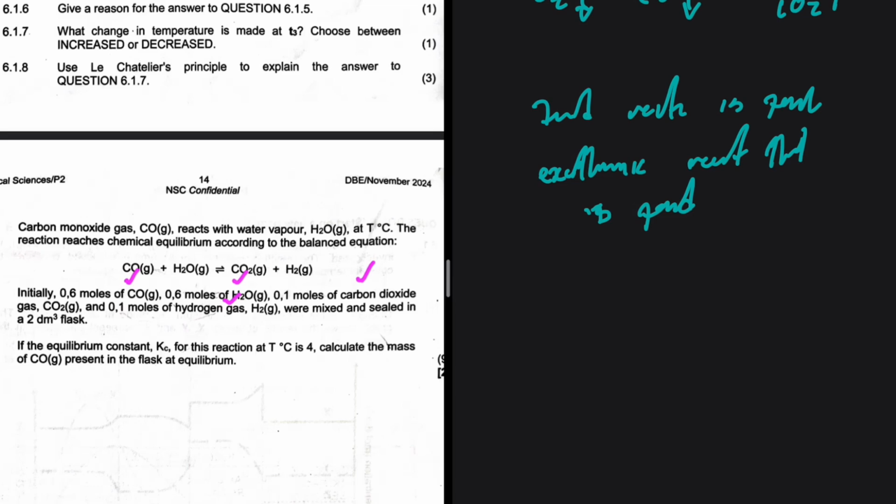And then we're given the volume, which is 2 decimeter cube. How often do we find the volume of 2 decimeter cube? It's an examiner's favorite, this volume of 2 decimeter cube. But anyway, if the equilibrium constant Kc for this reaction at T degrees Celsius is 4, calculate the mass of carbon monoxide present in the flask at equilibrium.